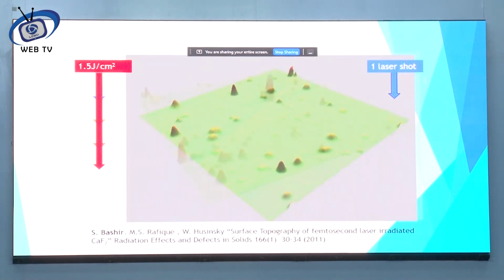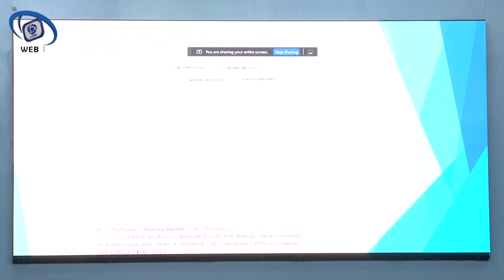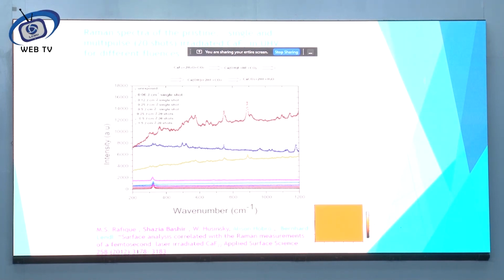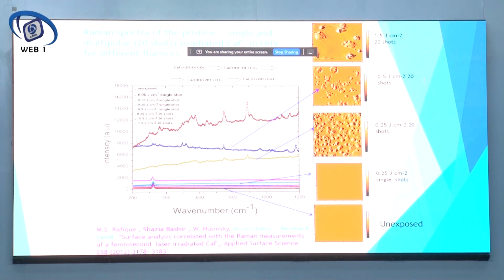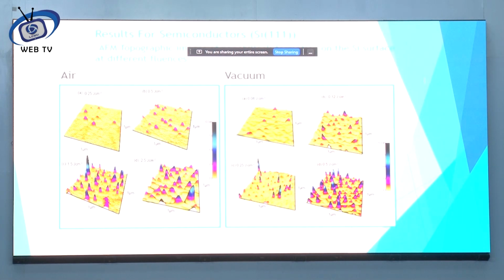So we can optimize our parameters and environment of the laser, and we can grow different structures, and these structures can be well correlated with the compositional analysis evaluated by the Raman spectroscopy. Some bonds are broken and some new bonds are also formed on the surfaces of materials. So laser is a wonderful tool in the sense that we can make polycrystalline material be transformed into crystalline material, and crystalline material can be transformed into amorphous material.